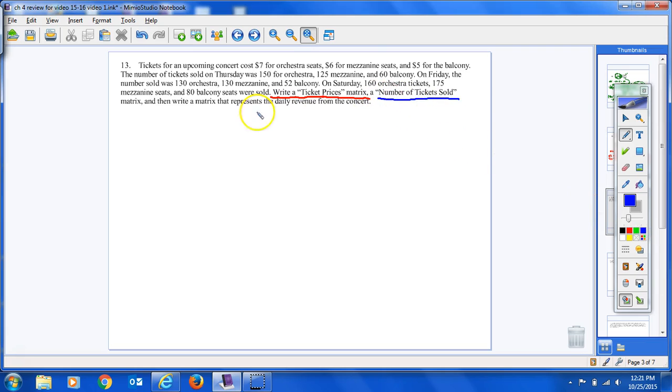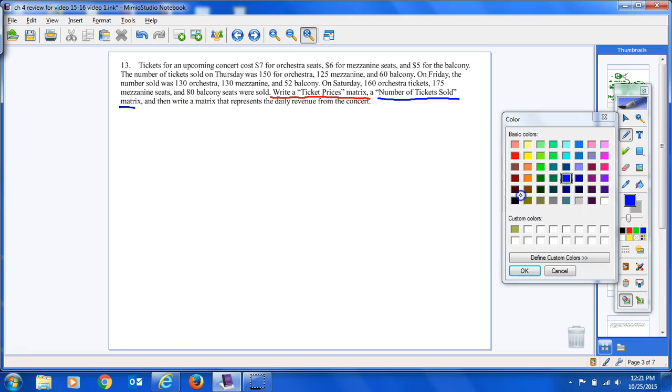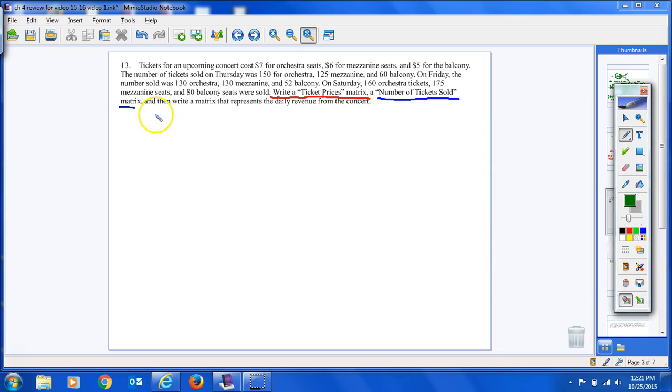of tickets sold matrix, and then eventually we need to write them so that we can multiply them together. That's what this final matrix is going to represent, the product of the two, a matrix that represents the daily revenue. Revenue is just another way of saying money that was collected from selling all the tickets. Okay, well, we're going to do them in the order that they are asked, and there's a reason for that. So let's start with this ticket prices matrix.